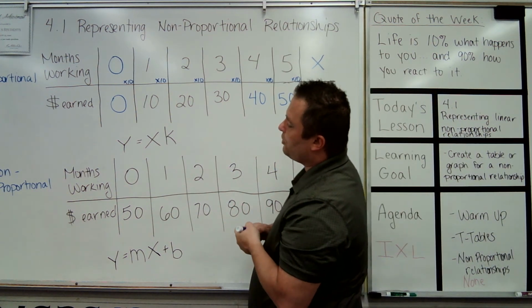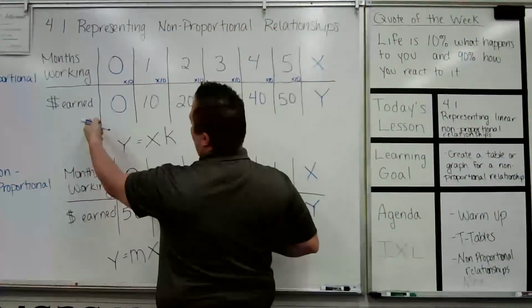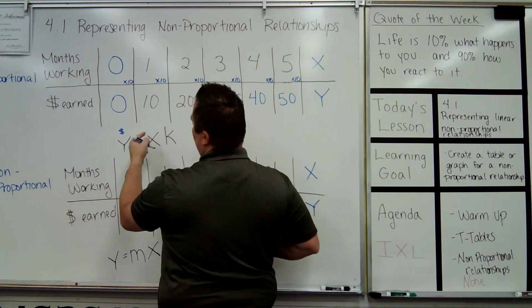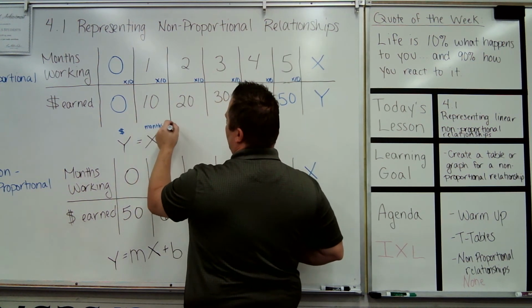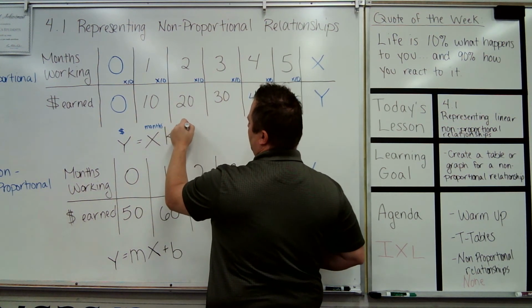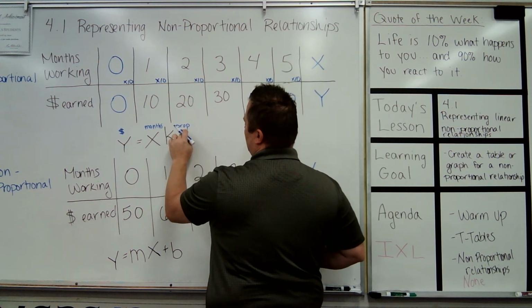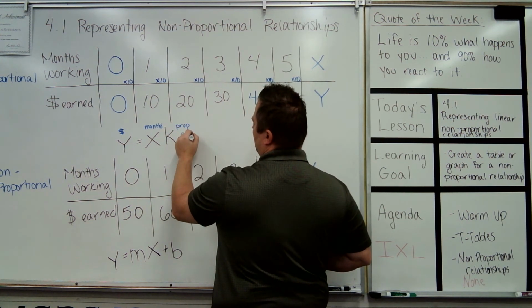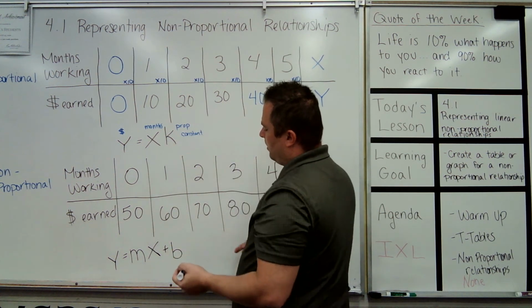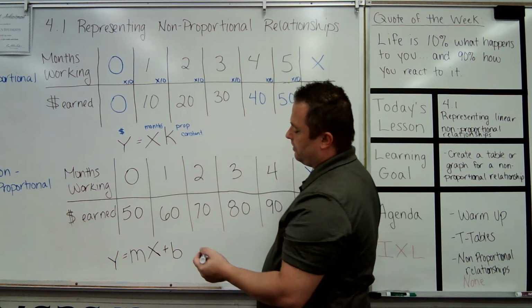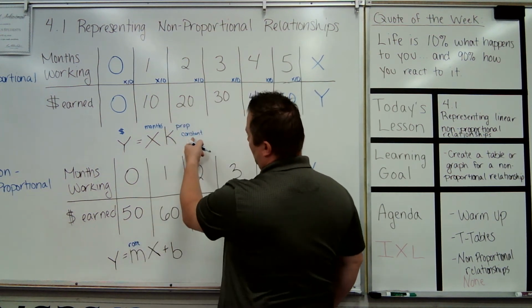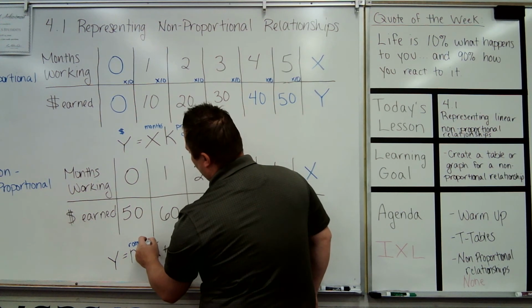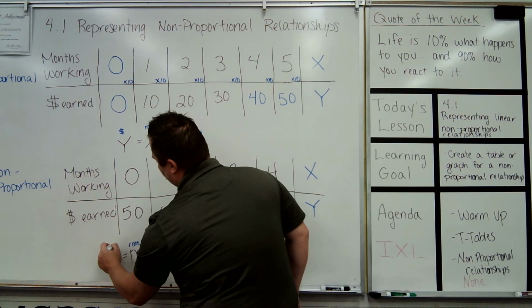In our proportional relationship, the y represented the dollars. The x represented the months. And this was the proportionality constant. We have the exact same thing here. Okay, we have the rate. We just can't call it a proportionality constant. We have our months. And we have our dollars.